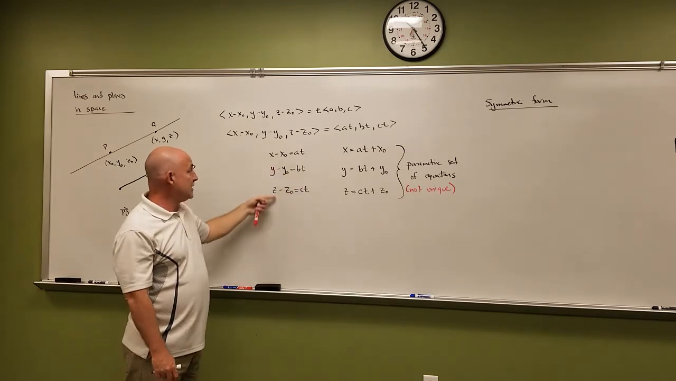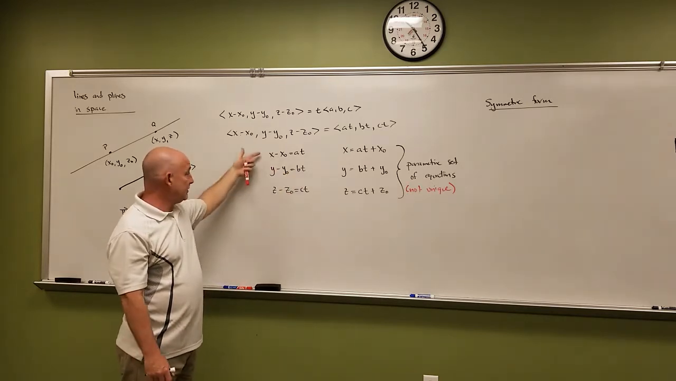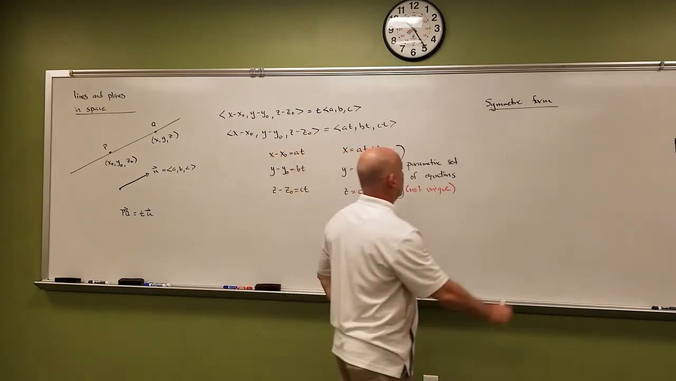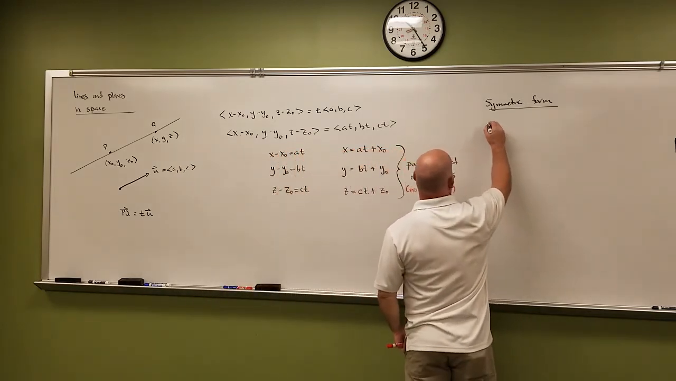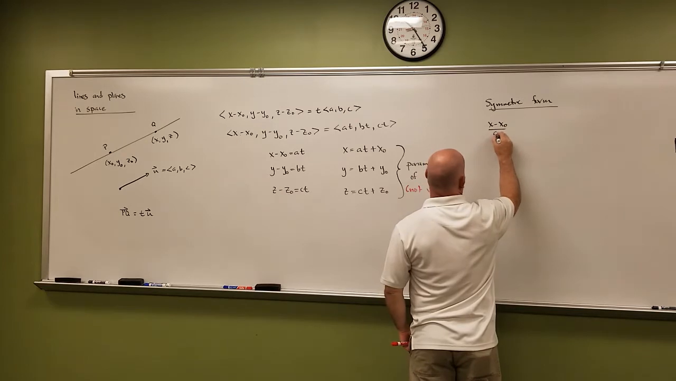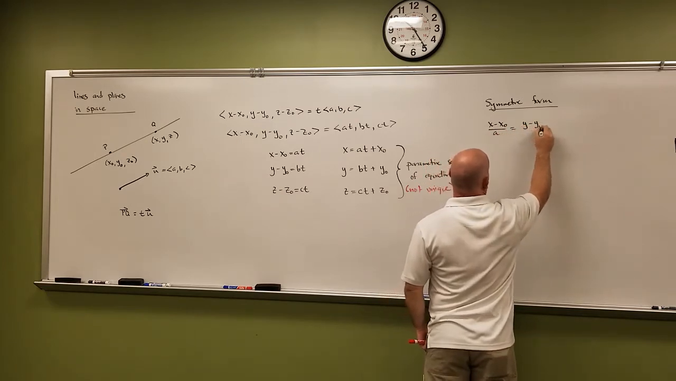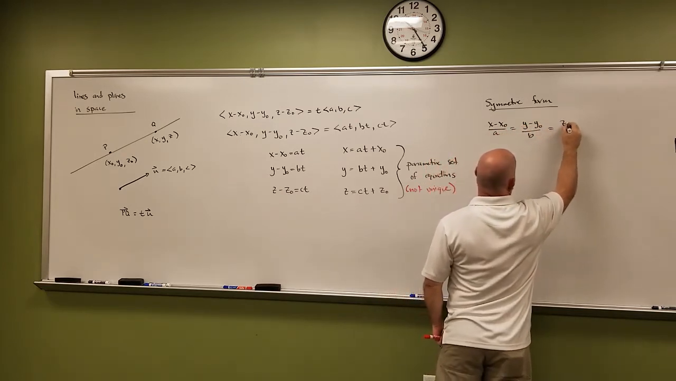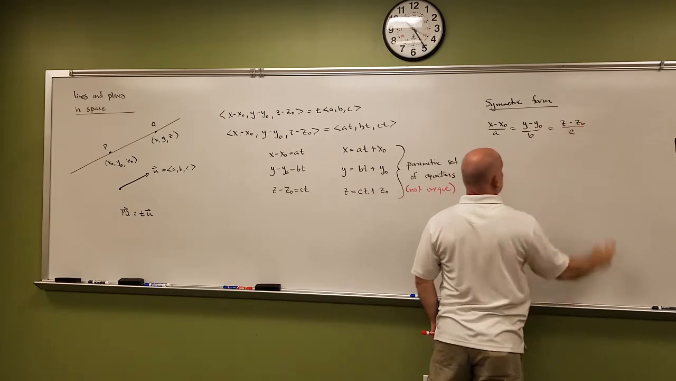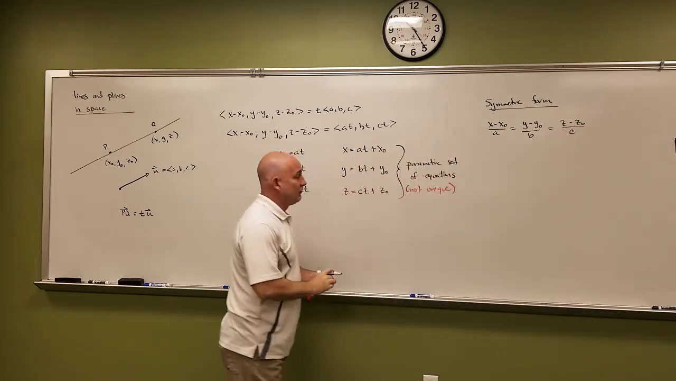Well, if that's what t equals, and t is the same thing, that means all three of those would be equal to each other. So the symmetric form of a line is x minus x naught over a equals y minus y naught over b is equal to z minus z naught over c. That's called the symmetric form of a line.